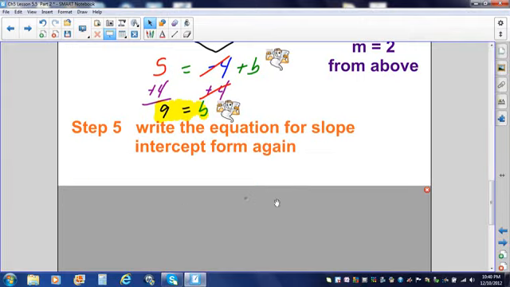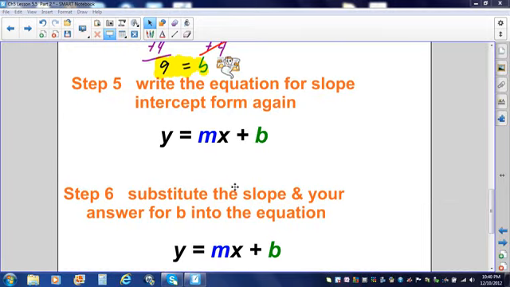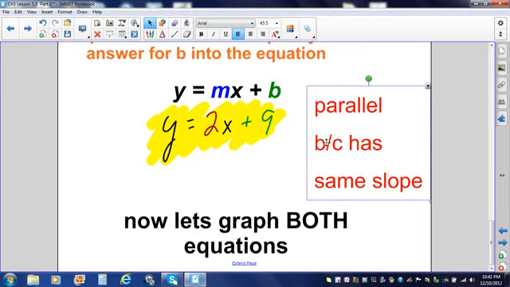Step number 5. Write the equation for slope-intercept form again. Just like the Bears lost. Again. Step number 6. Substitute the slope and your answer for b into the equation. When we do that, we get y equals 2x plus 9. This would be parallel because it has the same slope.